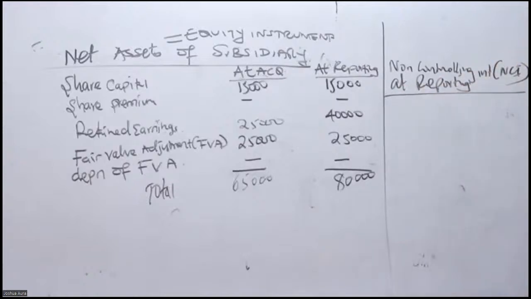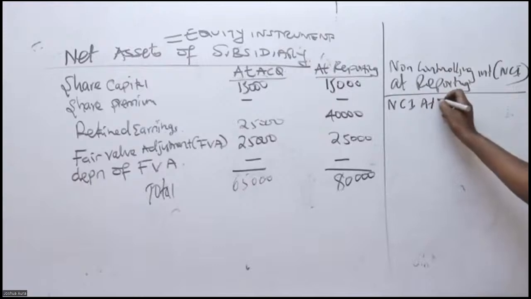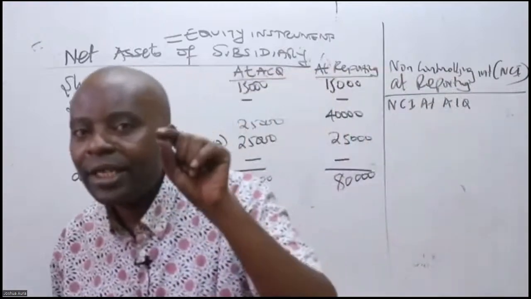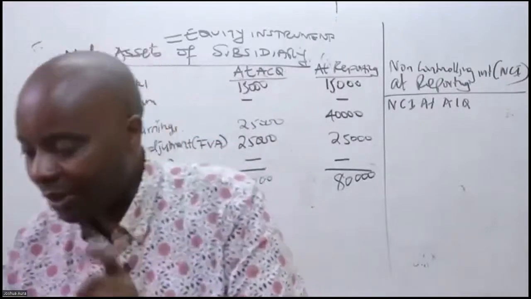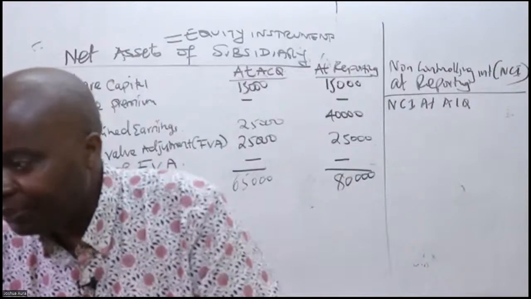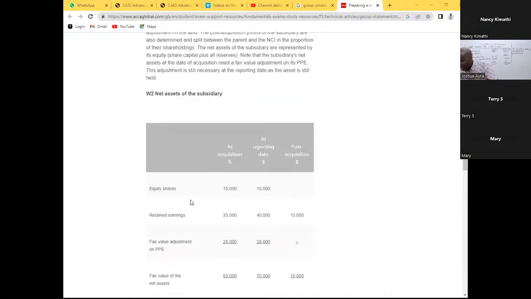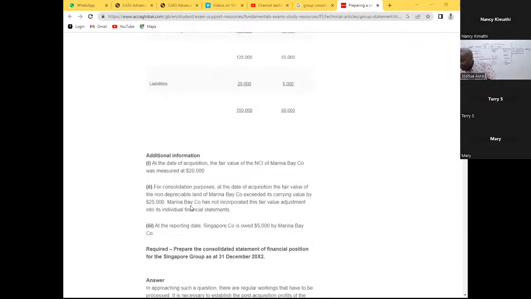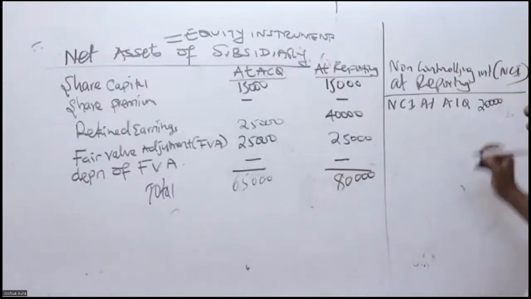At reporting, how do we do this? We shall simply take NCI at acquisition. When we were acquiring this subsidiary, the NCI figure at acquisition will always be given at that date. We are told at the date of acquisition, the fair value of the NCI was 20,000. So NCI at acquisition, in this case, is 20,000.